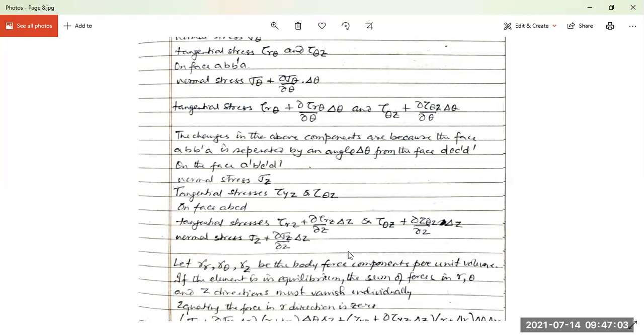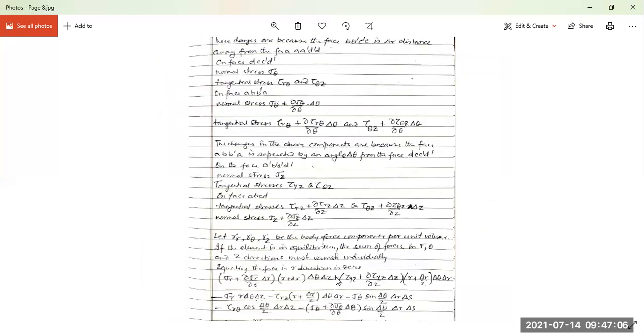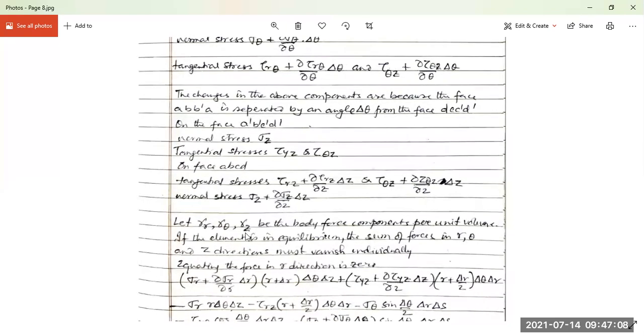Other than these forces, what we know are gamma r, gamma theta, gamma z. These are the body force components per unit volume itself. Now we know the element is in equilibrium, there is no unbalanced force. So the sum of forces along the r, theta, and z directions must be equal to 0.